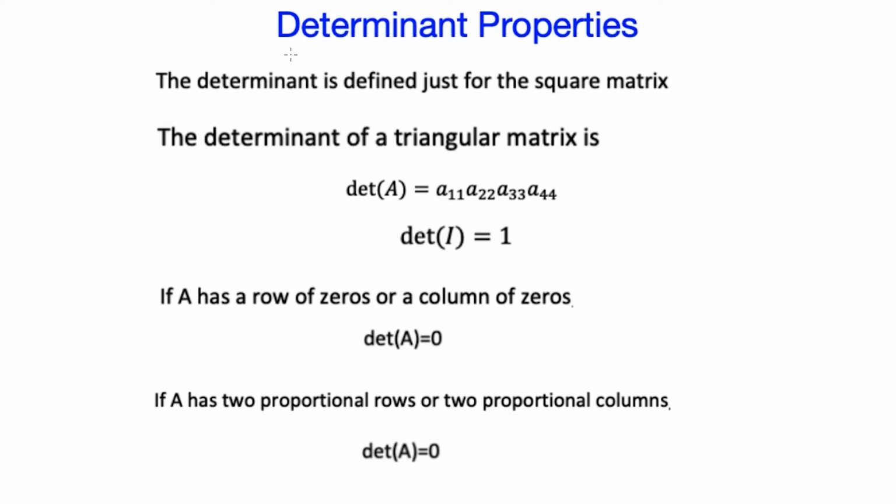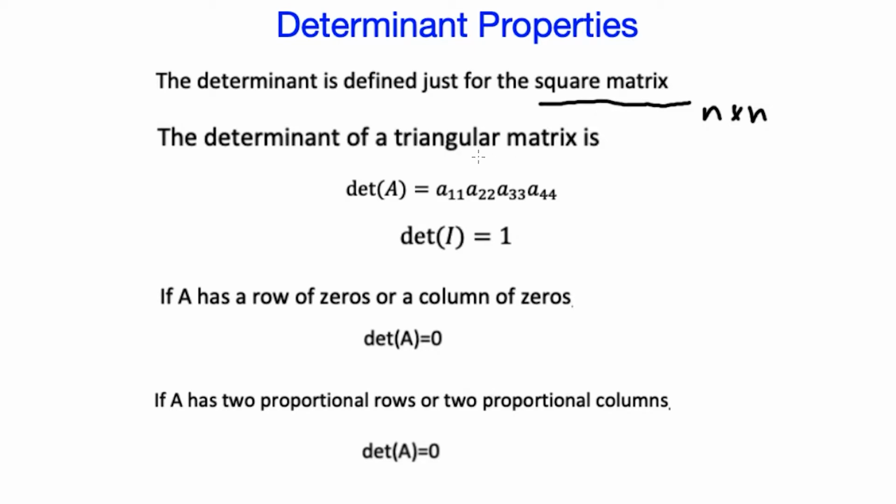Hello everyone, in this lecture we'll talk about some properties of the determinant. The most important one is that the determinant is always for a square matrix. We can't compute the determinant for a matrix that isn't square. So it's always for a square matrix with n rows and n columns, so they must be equal.